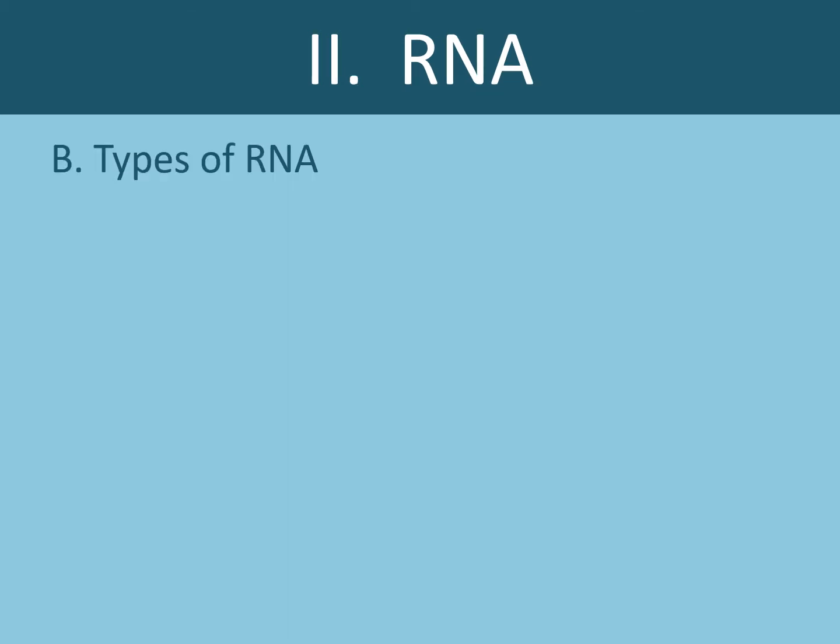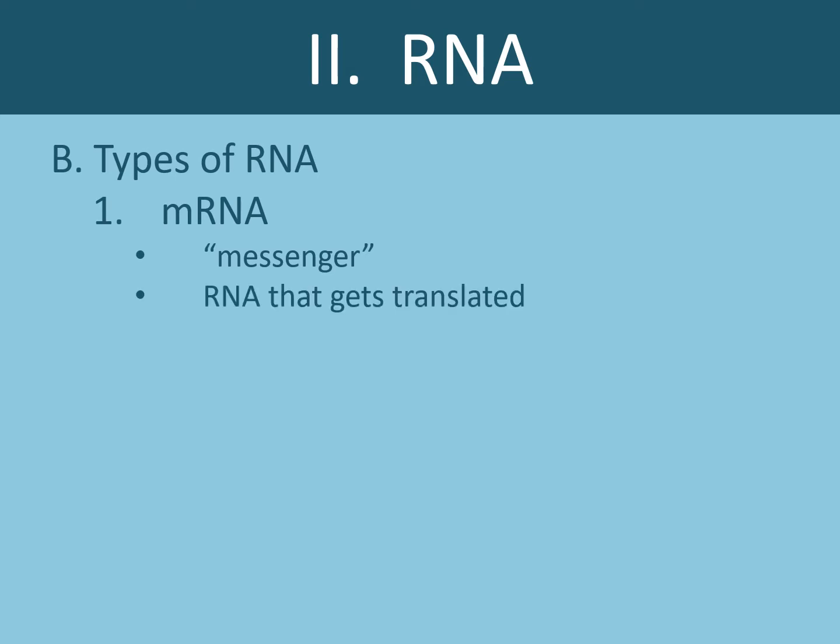There are three types of RNA that you need to know. The first one is mRNA. The M stands for messenger. This is the RNA that gets translated. This type of RNA gets read by the ribosome. Remember, ribosomes are molecular machines that synthesize proteins. How do they know how to synthesize a protein? This is because they read the message that's encoded by mRNA.